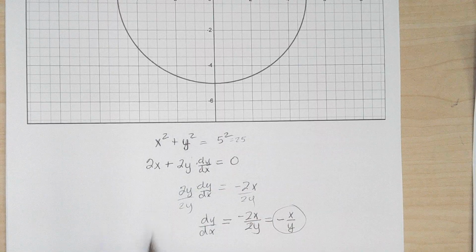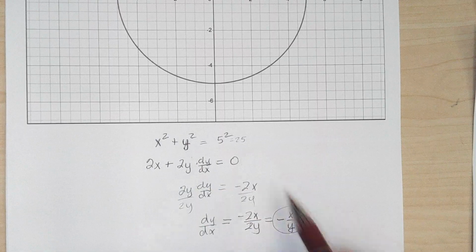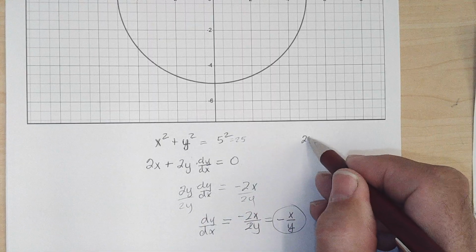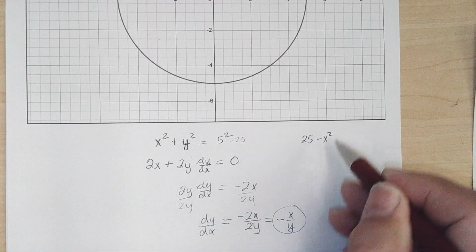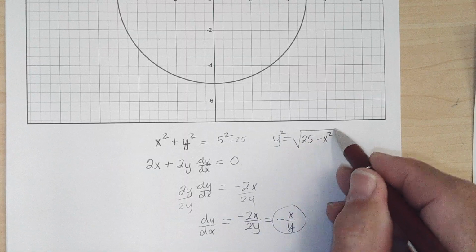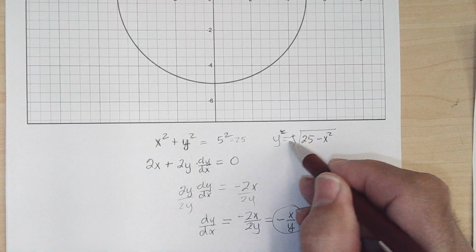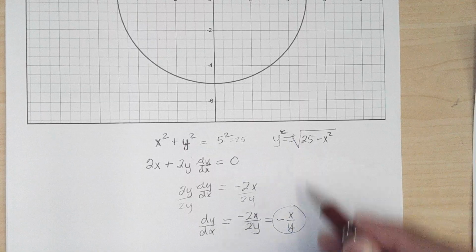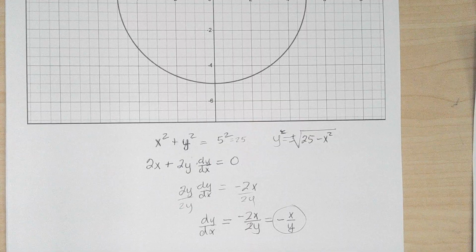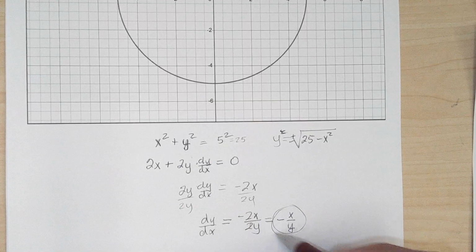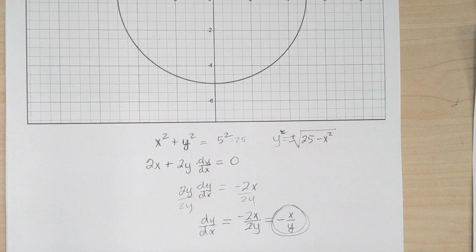Now, we could solve for y in here and replace that. Subtract x squared from both sides. We get 25 minus x squared is y squared, and then take the square root. But when we take the square root, it's plus or minus, and so sometimes we want to use plus the square root of this, and sometimes we want to use the minus. So I'm going to stick with this for it.